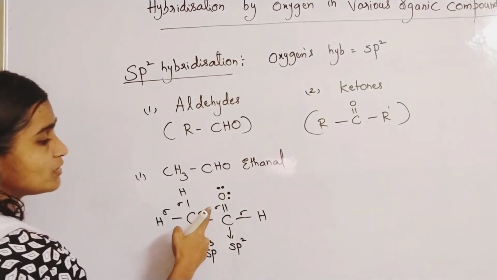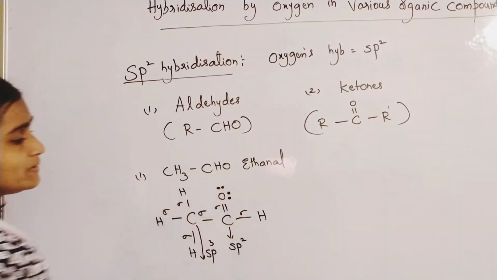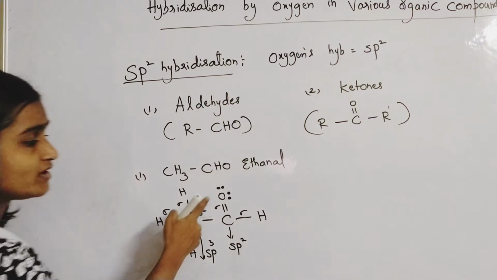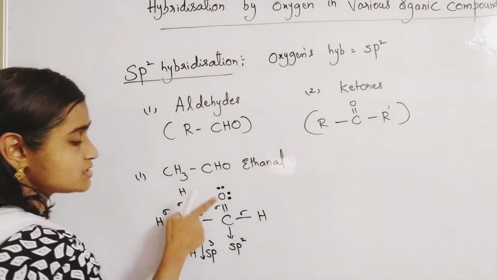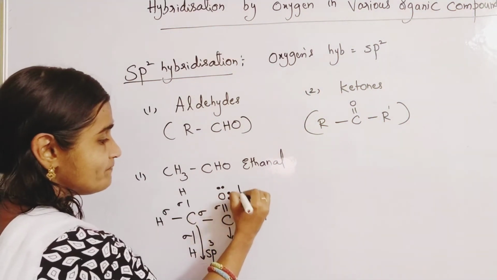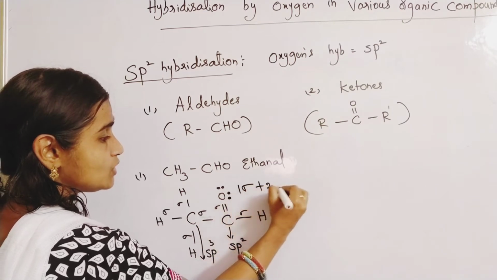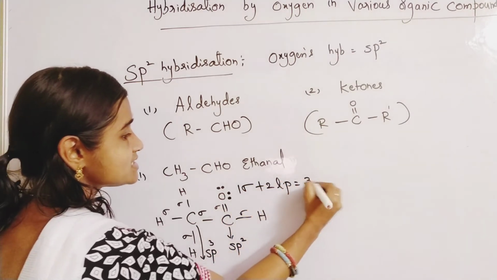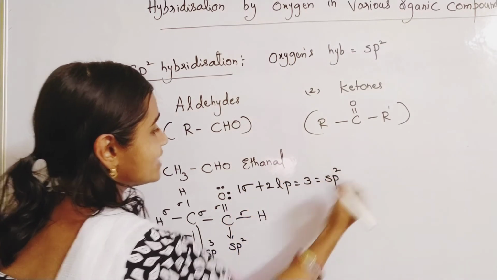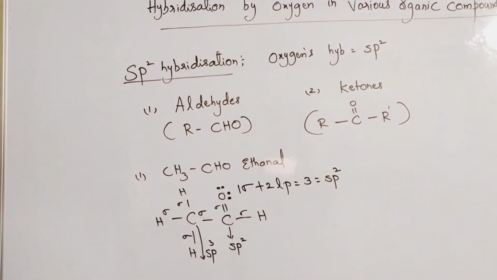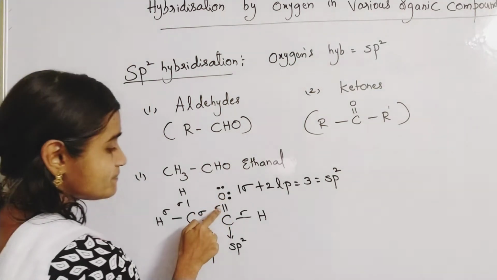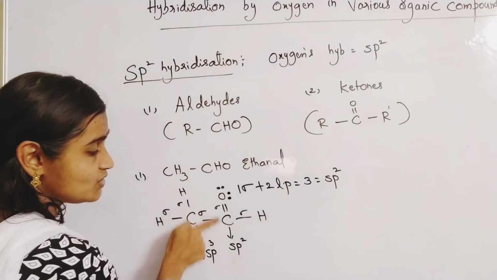Sorry, 1 sigma bond and 2 lone pairs. Please understand the points carefully. For oxygen, oxygen is having 1 sigma bond plus 2 lone pairs. Total is 3. 3 means sp2 hybridization. In between C and O, there is a pi bond.